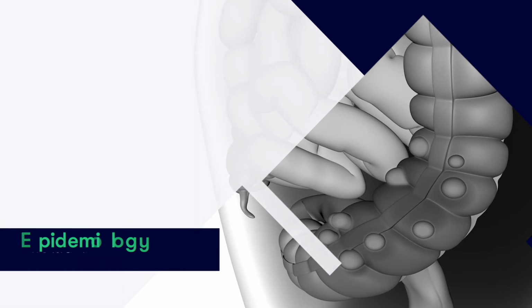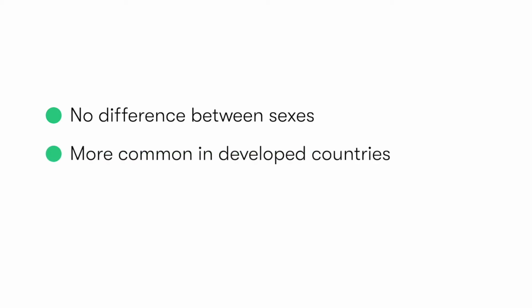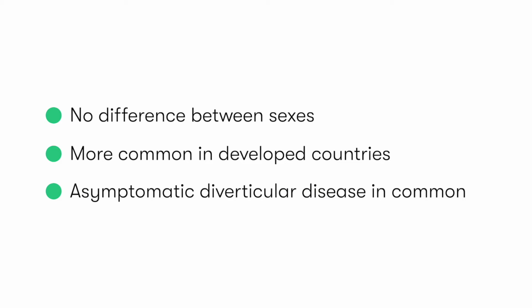If we look at the incidence of diverticular disease, we know that there isn't any significant difference between the sexes. However, it is more common in developed countries, and the theory is that it's related to the Western diet, which is heavy in red meat and protein, and as a result, leads to an increased intraluminal pressure within the colon itself. We know that asymptomatic diverticular disease is very common.